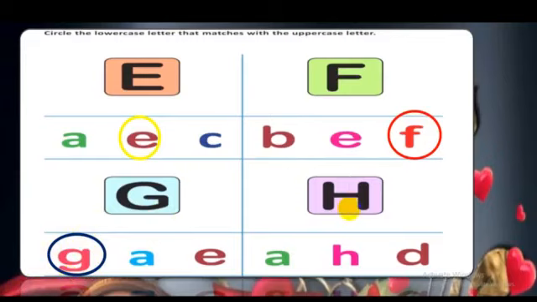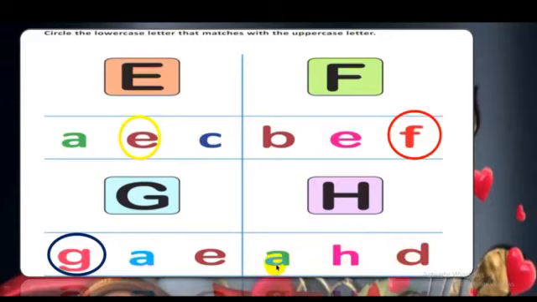Okay. And here we have the letter H. H. This is uppercase H, the capital letter H. H for horse, house, hat, happy. Okay, Hanin, Hasan, Hussam. All these names start with the letter H. Which of these is lowercase H?